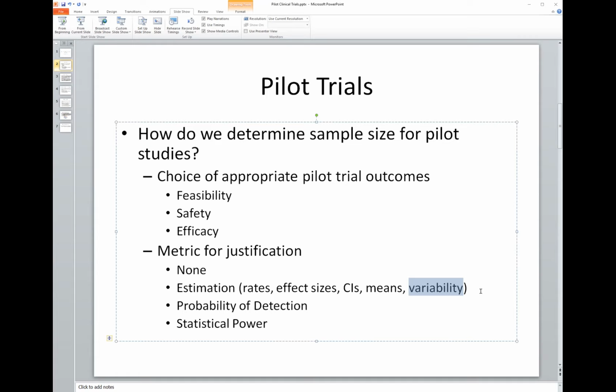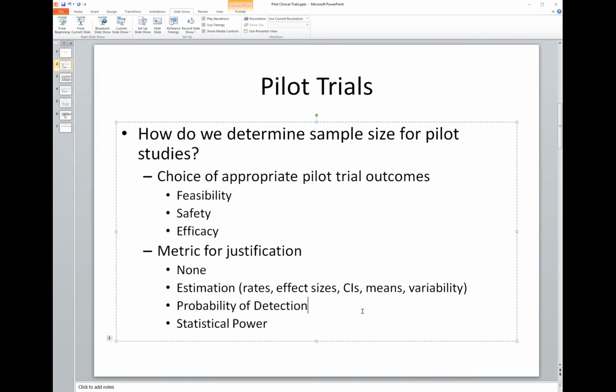The last thing I'll mention here is this concept of the probability of detection. Often one of the goals of a pilot study is to look at things like safety or acceptability. Particularly for safety data, we're trying to say, at what probability of, say, a serious adverse event are we willing to proceed with a clinical trial? If we see that half our patients are having a serious adverse event, we may not want to run that in a large clinical trial.